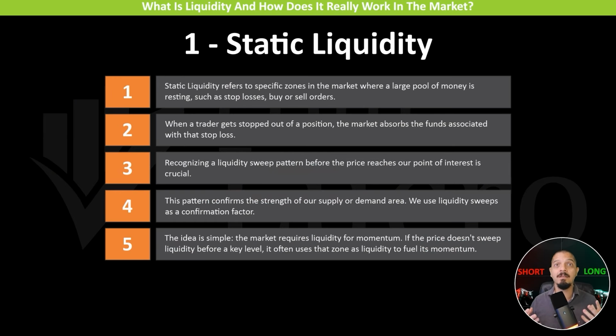Shifting our focus, let's examine the details of static liquidity. Static liquidity refers to specific zones in the market where a large pool of money is resting, such as stop losses or buy and sell orders. When a trader gets stopped out of a position, the market absorbs the funds associated with that stop loss. Recognizing a liquidity sweep pattern before the price reaches our point of interest is crucial.